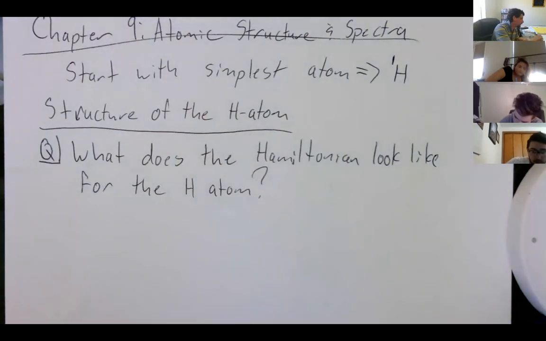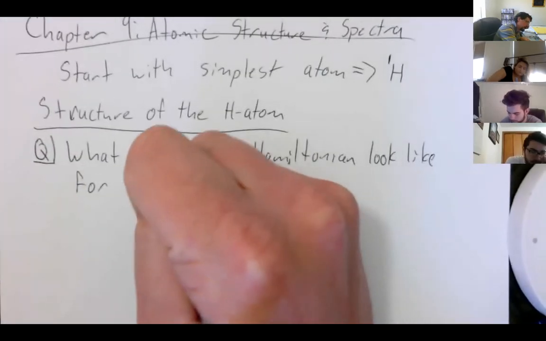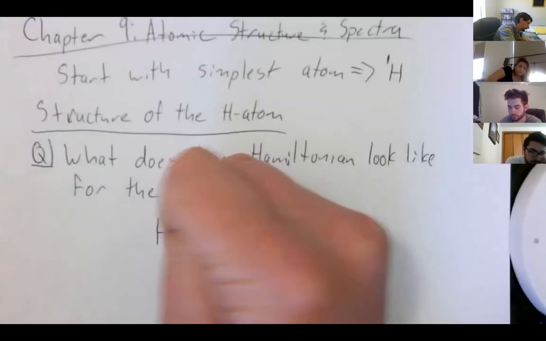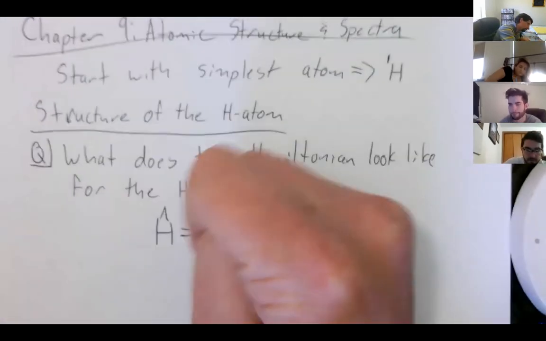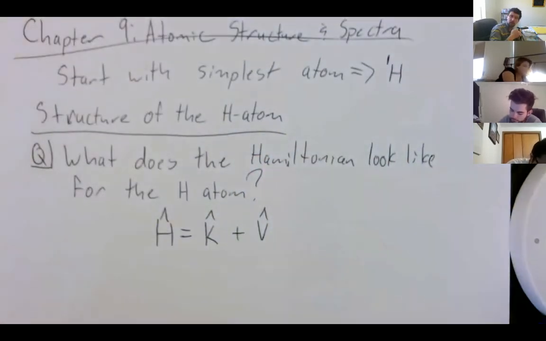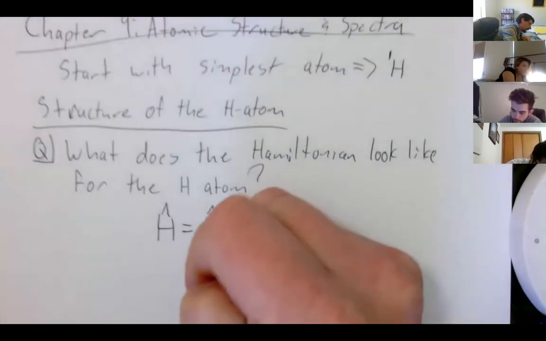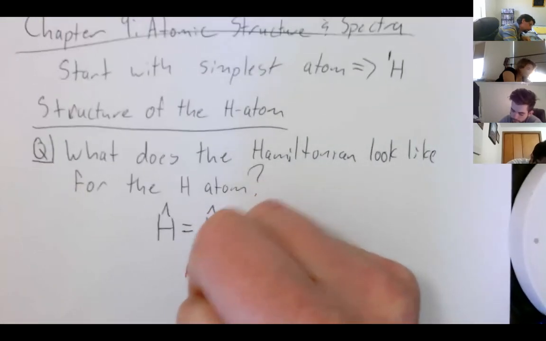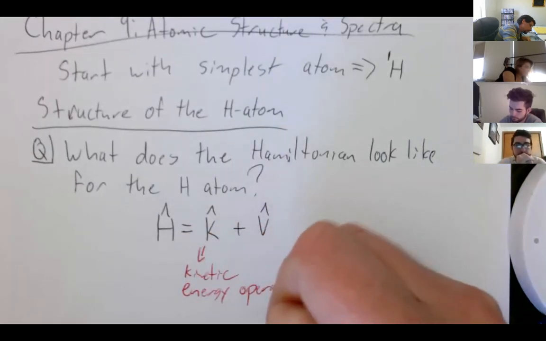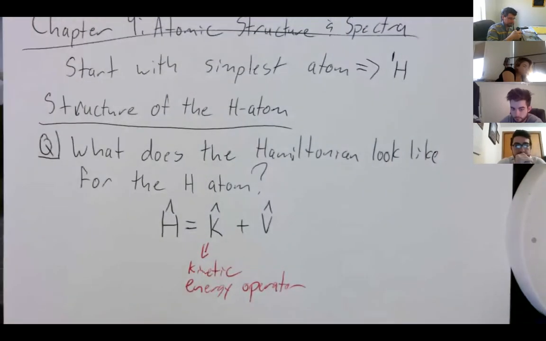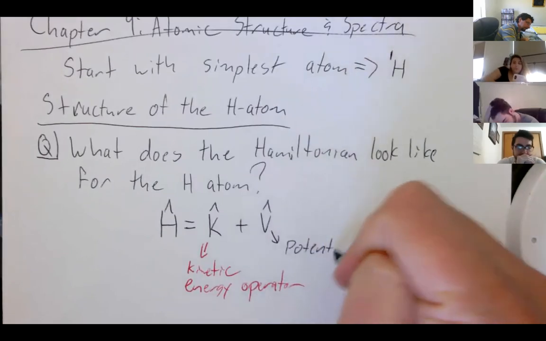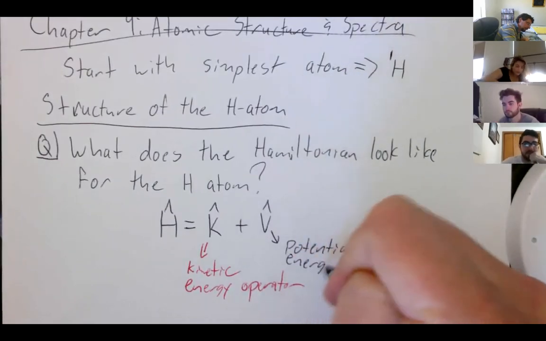Okay, so we have H hat. H hat's made of what two components? Potential energy and kinetic energy. Yep. So we got the kinetic energy operator, and then we have the potential energy operator.